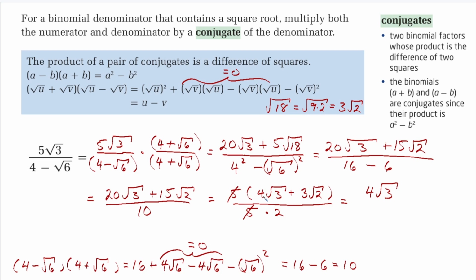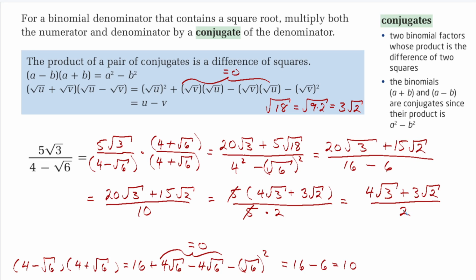I factored a 5 out of 20 and that left me with 4. And I factored a 5 out of 10 and that left me with 2. All right, I think life is good now, ish. Okay, so again, the 5 and 5 will divide out. That just makes 1, so those go away. And our simplest form is 4 root 3 plus 3 root 2, all divided by 2.